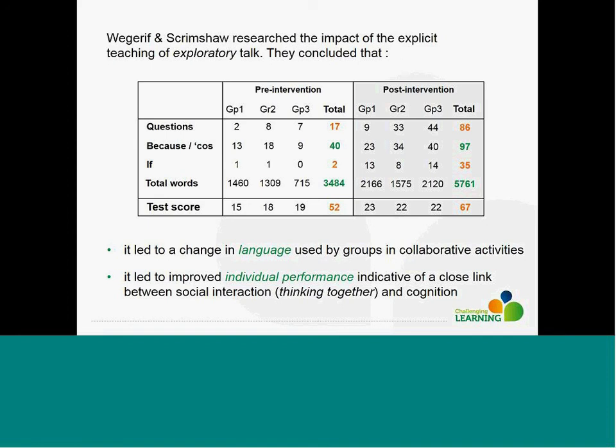And if you look at those test scores that were given at the end, the group, before they worked on exploratory talk, scored 52 in total for their test. Afterwards, they scored 67 on individual academic achievement tests, showing that every individual improved as a result of thinking together. And it was that link between dialogue and cognition, dialogue and talk.